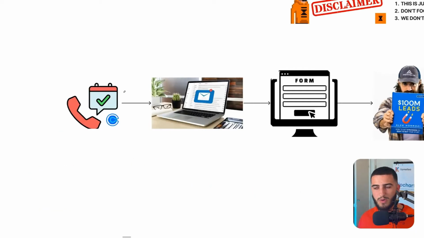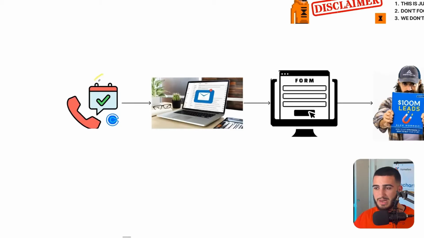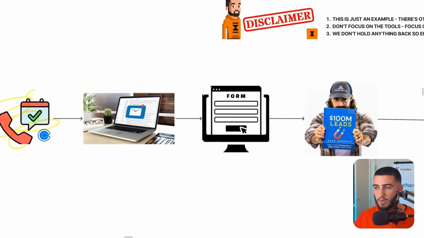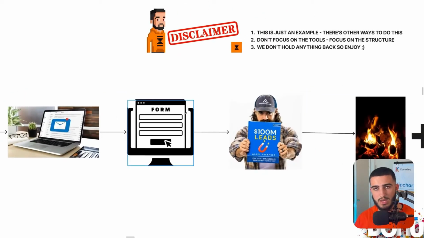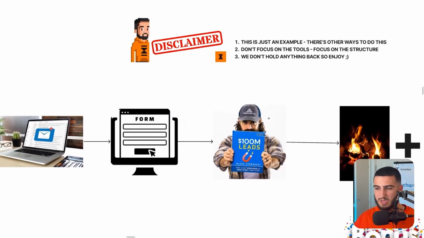So let's talk about the process of what I want this set of automations to complete. As soon as a lead goes ahead and books a call, we're going to send them an email. This is going to be one of 2 emails, like a warm-up sequence. Within those emails, we basically want them to funnel into a form. Once they complete the form, they'll get access to a specific lead magnet.